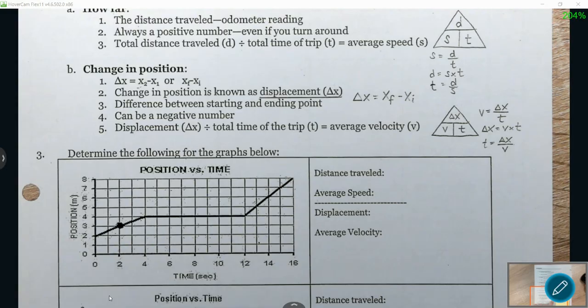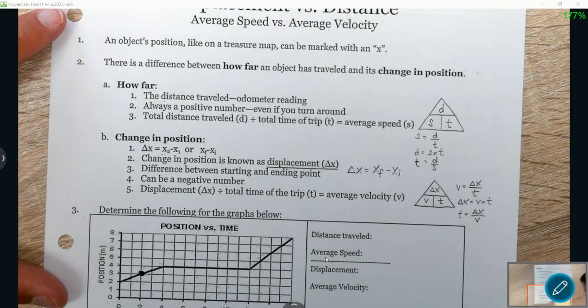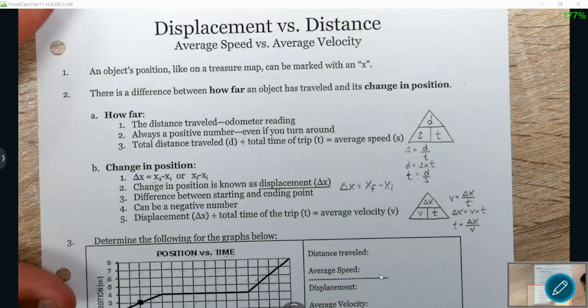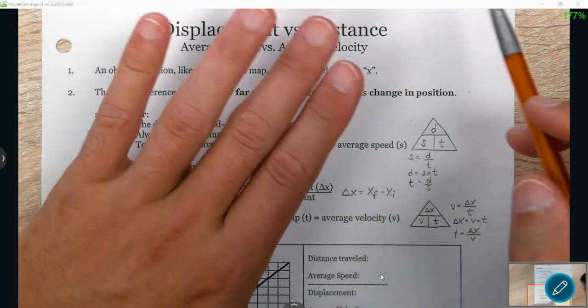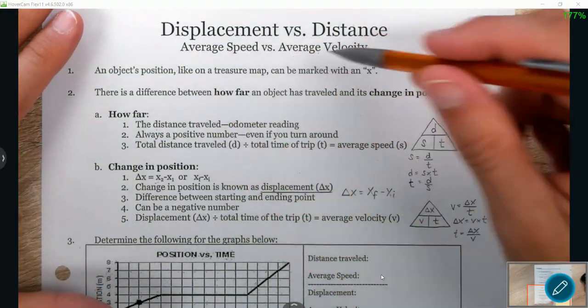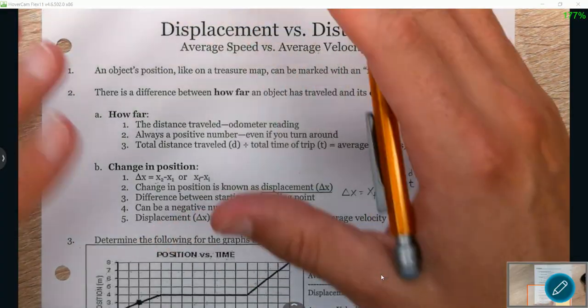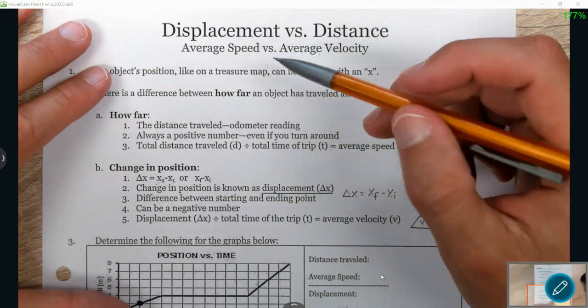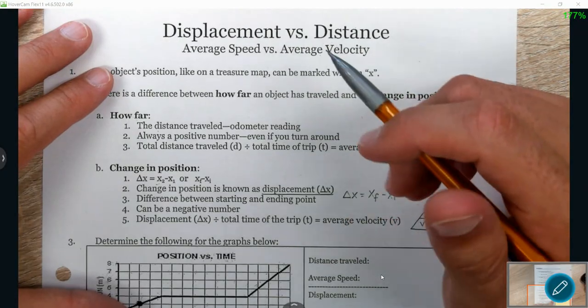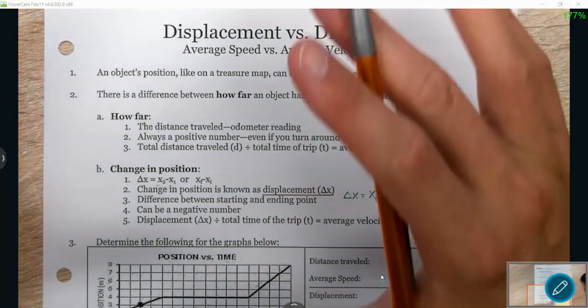Okay, so what we're going to do here is go through this little thing for distance and displacement. Distance and displacement are different from each other. They have some similarities, but they are different. And average speed and average velocity, again, similar but different.